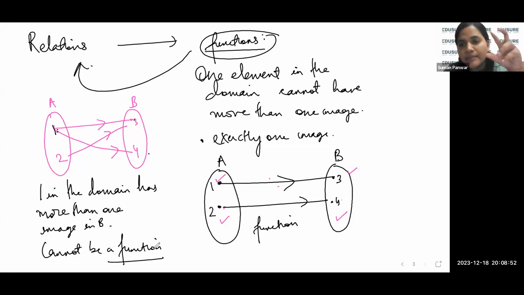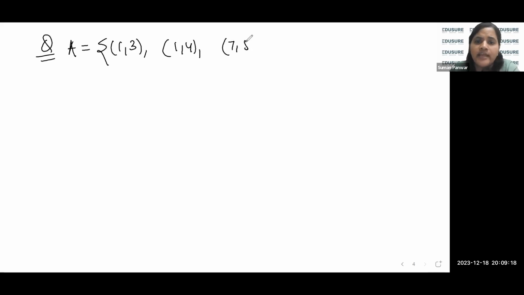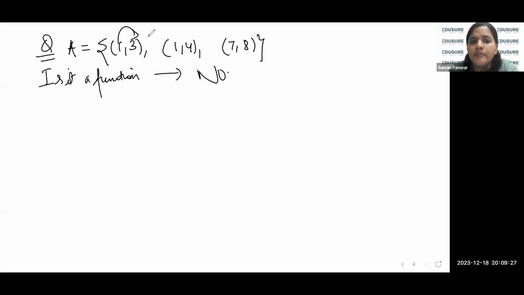Okay, so in an examination, the first basic question that is asked from relation and function is to identify whether it is a function or not. That is the first question that is encountered. Okay, so let's see. For example, you have this question: A is equal to {(1, 3), (1, 4), (7, 8)}. Is it a function? Straight away, no. 1 is being mapped to 3, 1 is being mapped to 4. This is the most basic way of writing a function as a set.